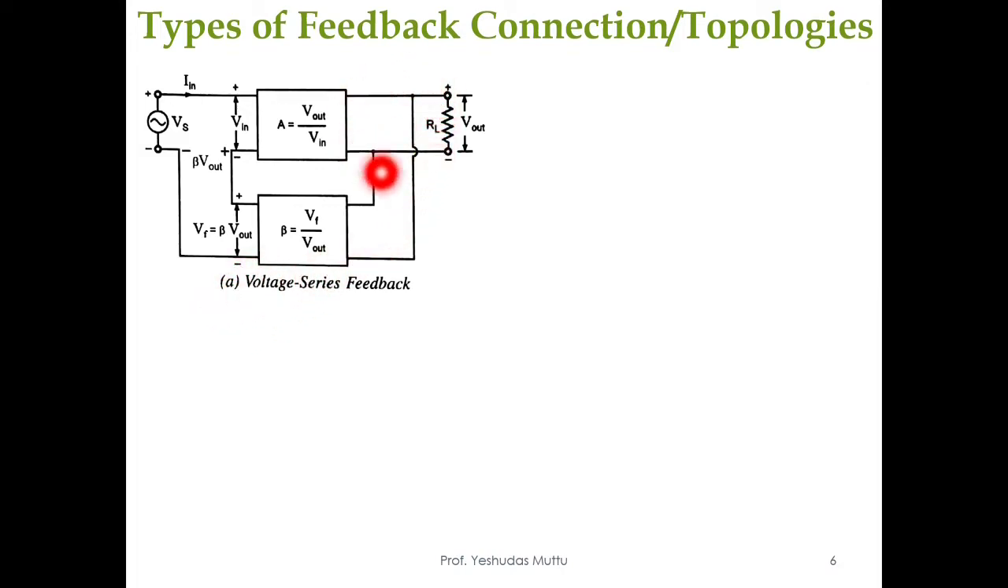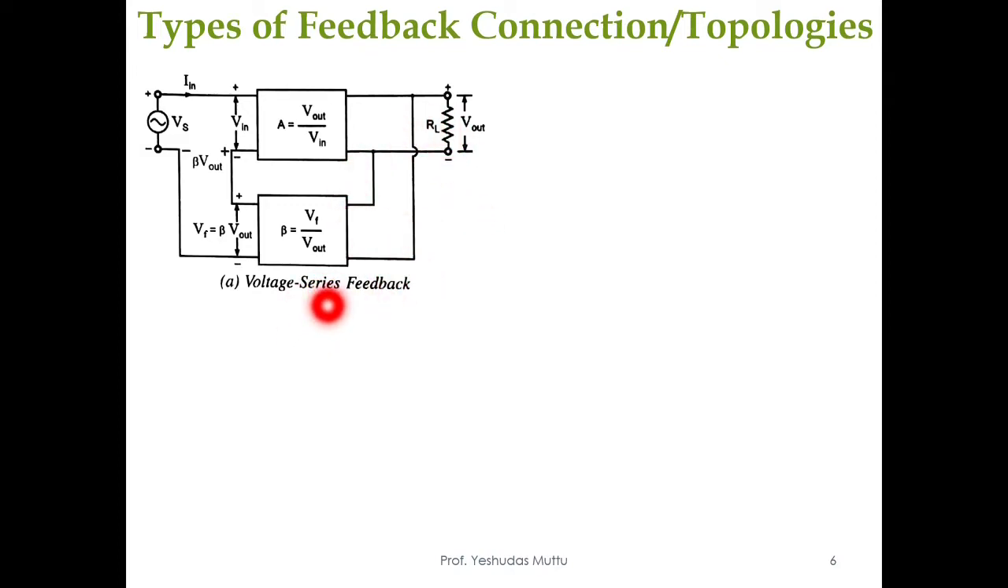In this configuration, if the output is voltage, you need to measure it in parallel. If you want to give the entire output to the feedback network, it should be connected in parallel, because we know that the voltage in parallel remains the same. That is the reason it is connected in parallel over here.